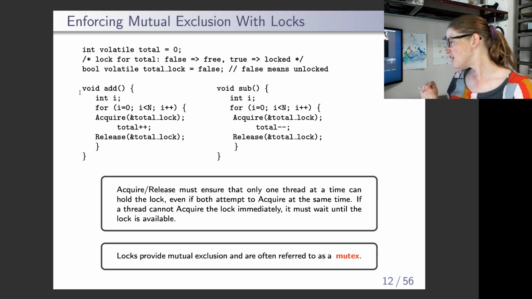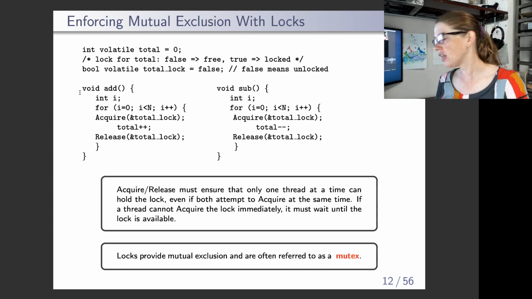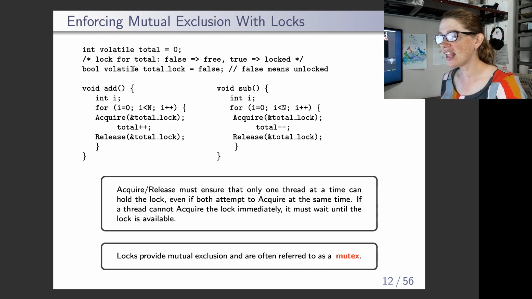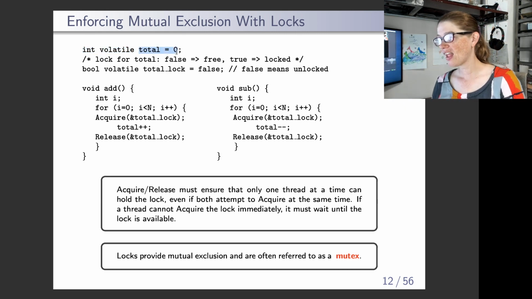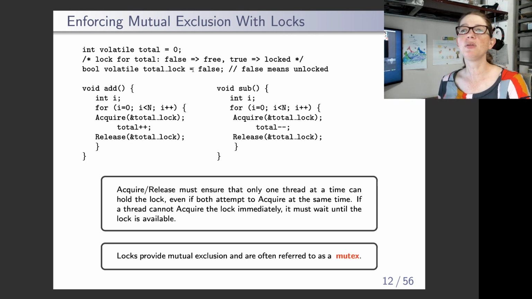So this is our first implementation of a lock. Again, please ignore this word volatile. We will come back to volatile later. So we've got total, which is our shared variable. And I want to create a lock. Maybe my lock could be something as simple as a Boolean that indicates whether the door is open or shut. If the Boolean is false, it means the door is open. And if the Boolean is true, it means the door is locked.